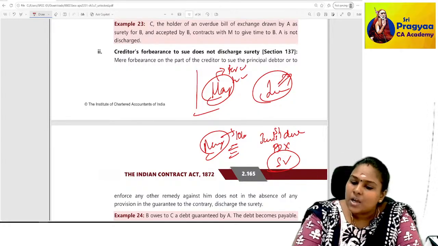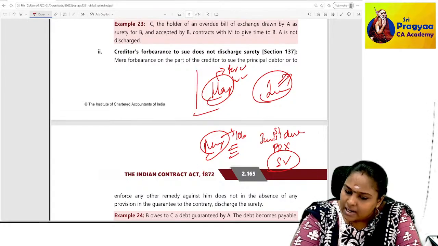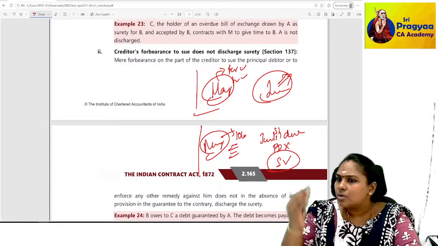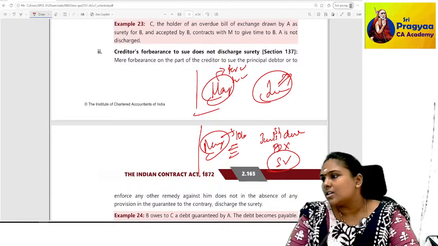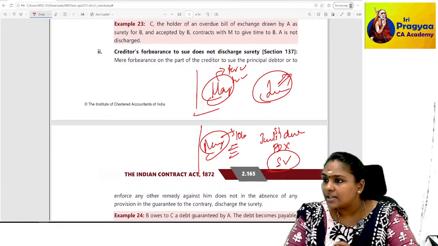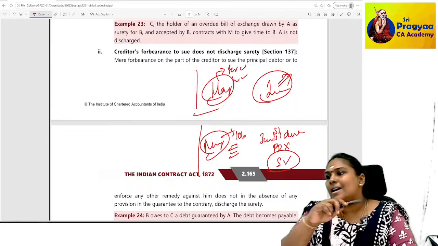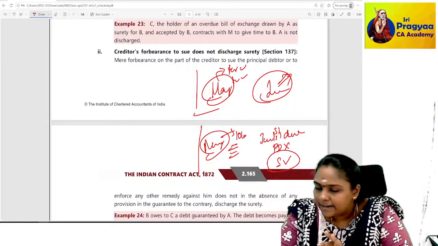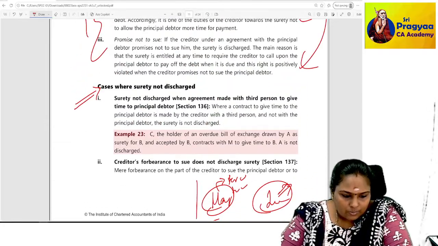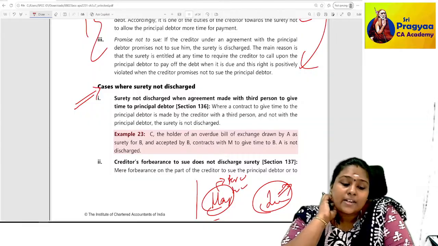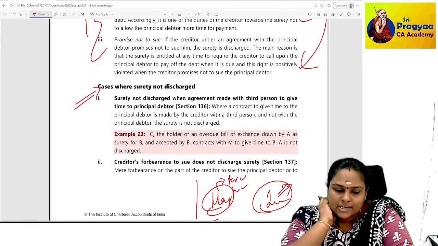The moment he comes to know, he can automatically, this May month transaction stands revoked. He can get back the money from the creditor also. Able to understand? Why? Because it was not the terms of the contract which surety agreed to stand as guarantee. Understood? Next area, cases where surety is not discharged.